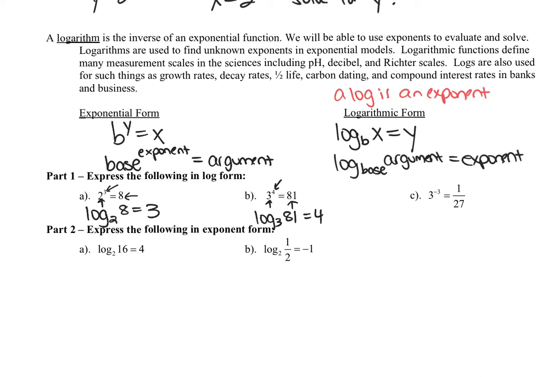Why don't you go ahead and try the last one and see what you get. So C is going to be log base 3 of 1 over 27 is equal to negative 3.